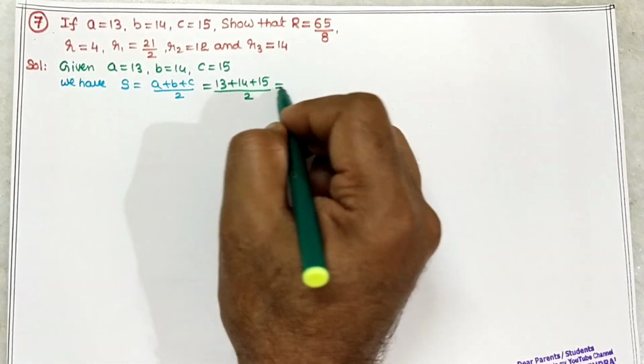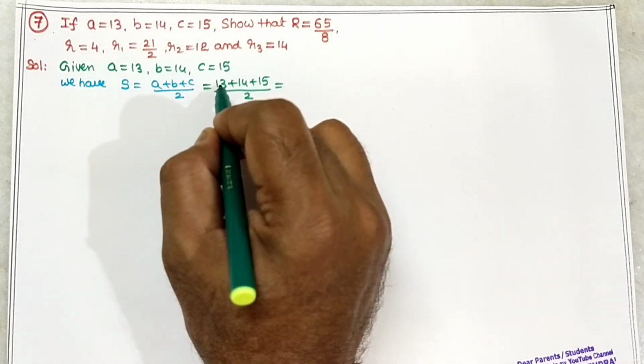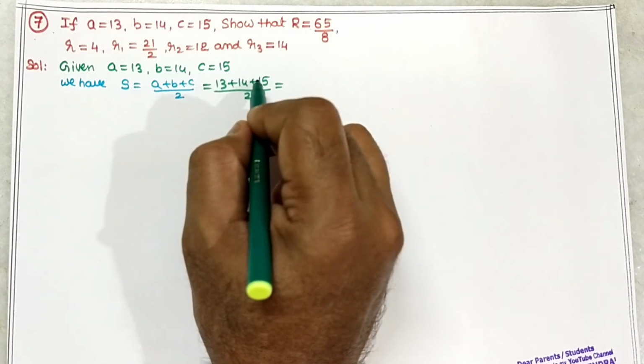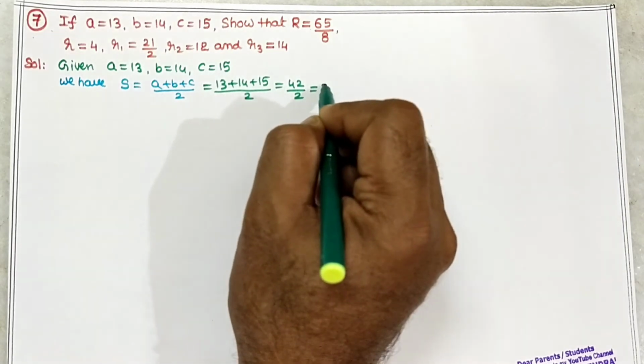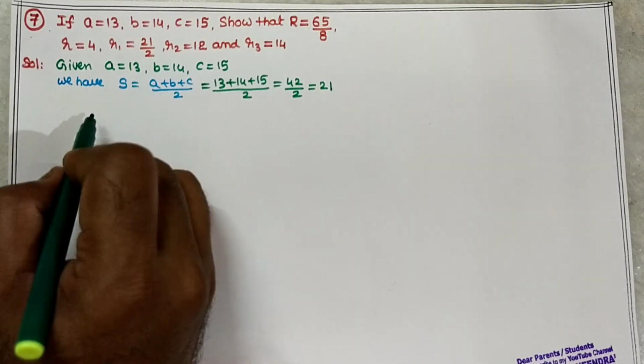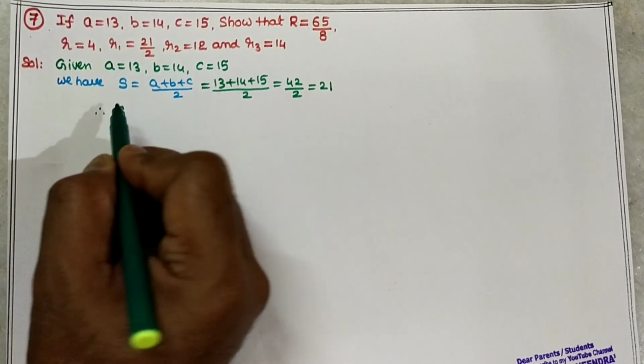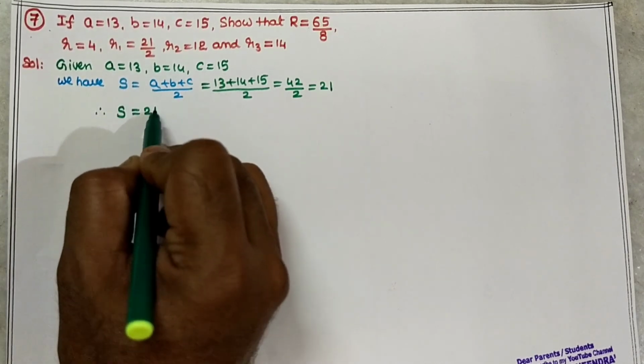So what we are going to get is 9 plus 12, so 1 plus 1 plus 3, that is 4, 42. So 42 by 2 means 21. Therefore, we got the value of s is 21.